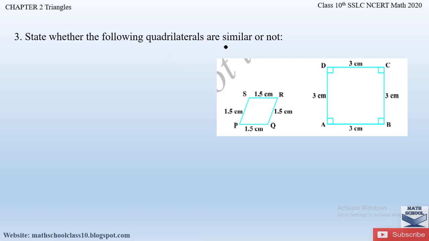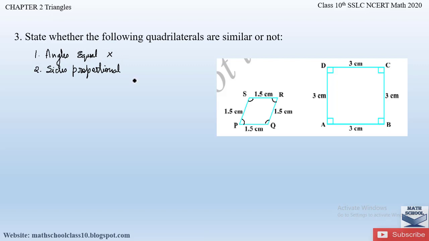Now moving to the third question of exercise 2.1, which says: state whether the following quadrilaterals are similar or not. For figures to be similar, the first condition is that the angles must be equal, and the second condition is that the sides must be proportional. The ratio of the sides must be proportional. Now let us check the first condition. In this quadrilateral the angles are not 90 degrees, but in this quadrilateral all the angles are 90 degrees.